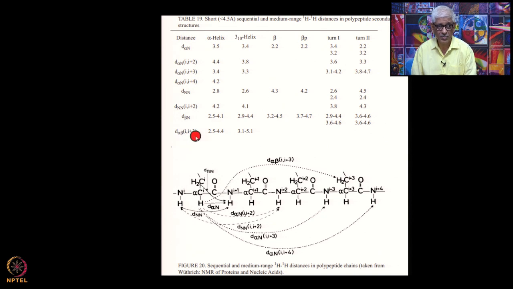alpha beta i to i plus 3 is 2.4 to 4.4. So, therefore, depending upon what the secondary structure is, if you have an alpha helix, this is the kind of distances which are present.